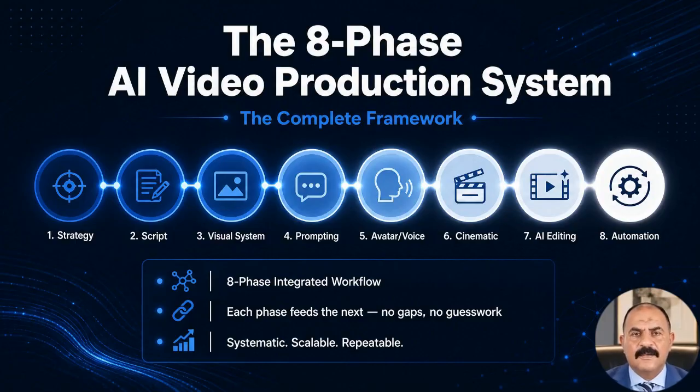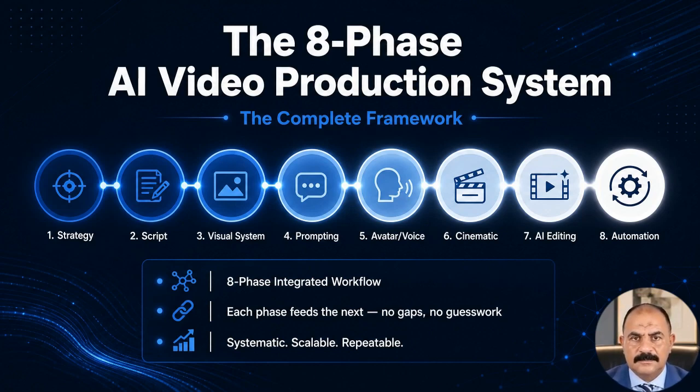Slide 3, the 8-phase AI video production system. This is the system. 8 phases, each building on the last. Strategy and audience intelligence, script engineering, visual system design, advanced prompting, avatars, voice cloning, and presenter workflows, cinematic control, AI-powered editing, and automation with a publishing strategy.